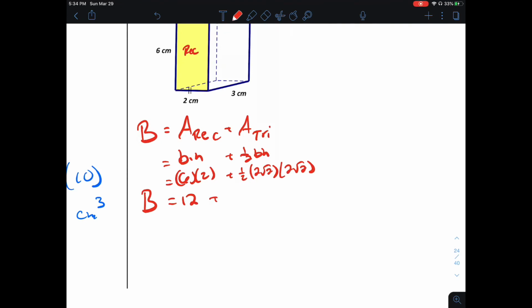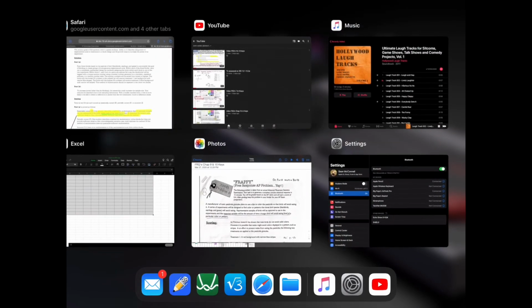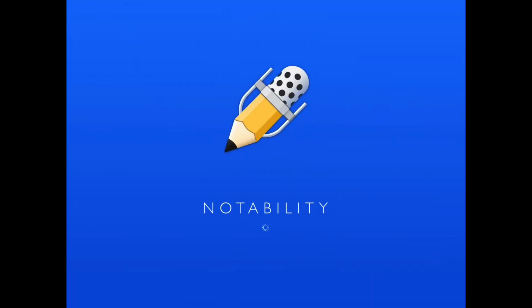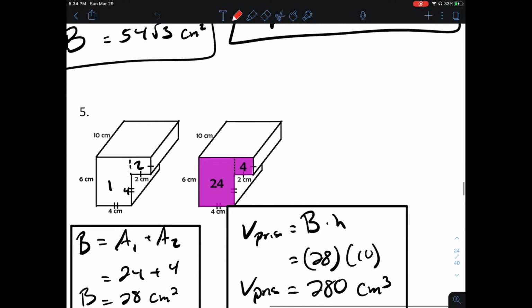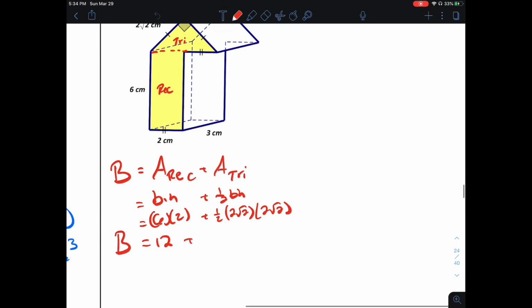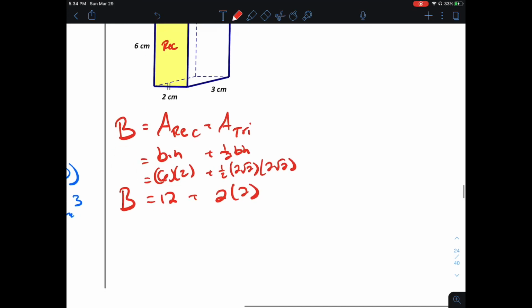Half of 2 is 1. 1 times 2 is 2. When you multiply two radicals, square root of 2 times square root of 2 is the square root of 4, and the square root of 4 is 2. So that mess is just 2 times 2. So this is going to be 16, because 2 times 2 is 4, and 4 plus 12 is 16.